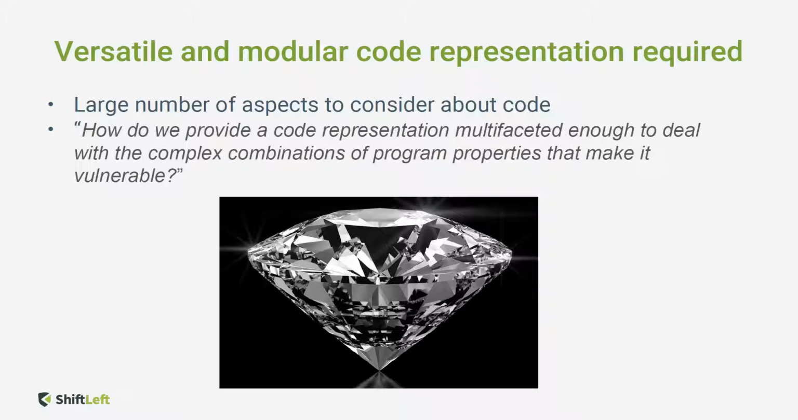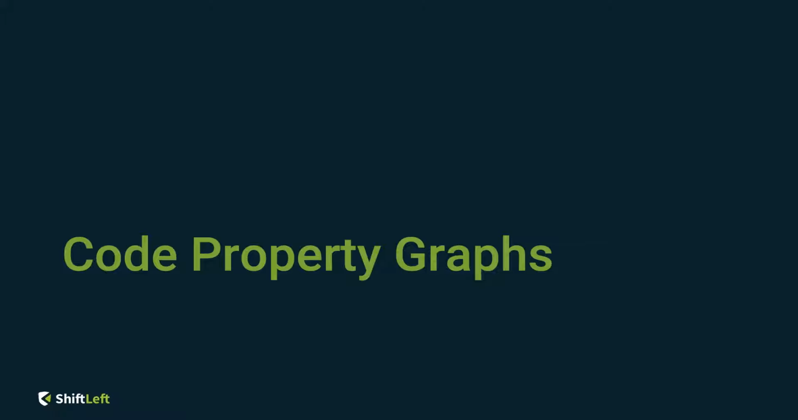Now, the question is, how do you create a code representation to deal with all these kinds of different elements of code? And can we somehow combine them to actually look at multiple of these properties and decide based on those, is this a vulnerability or not? And this is where the code property graph comes into play.